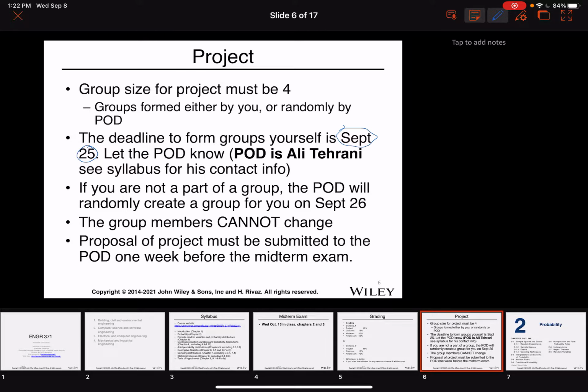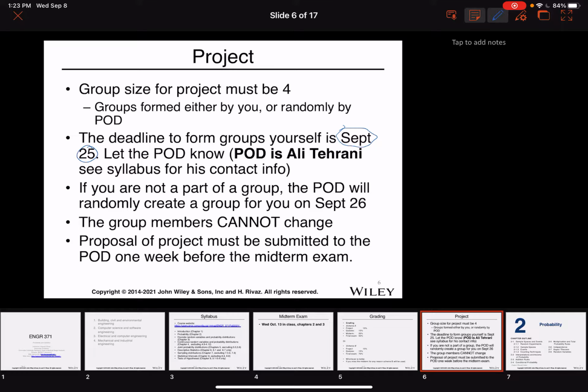Is the final in person or online? Everything is going to be in person. The midterm exam is going to be in class, in person, and the final exam is also going to be in person. The exams office will schedule that.